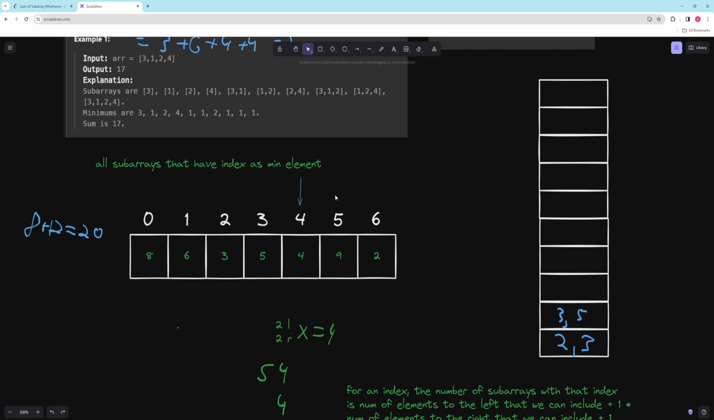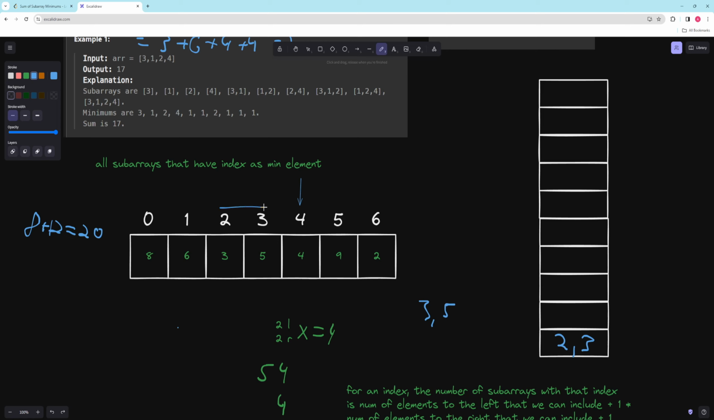4 is less than 5, so we have to pop off the 5. So we're going to pop off 3, 5. We're going to check the left side. Is there something on the stack? Yes, there is. There's this 3 element. So the element that is smaller than 5, the one to the left of it, is 3 at location 2.